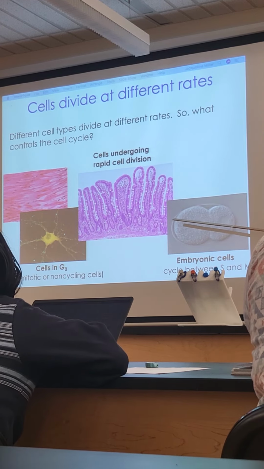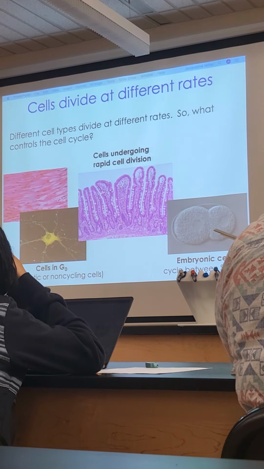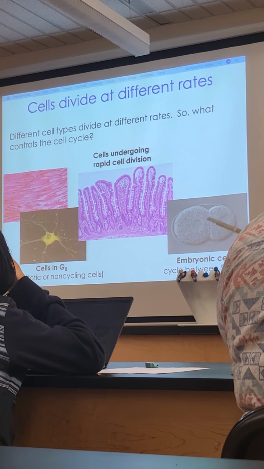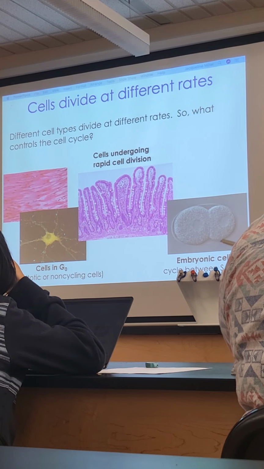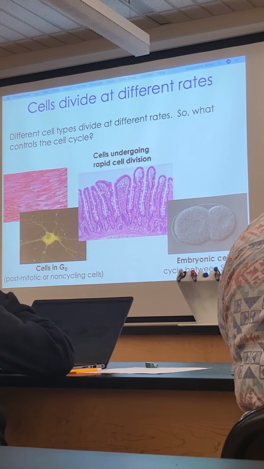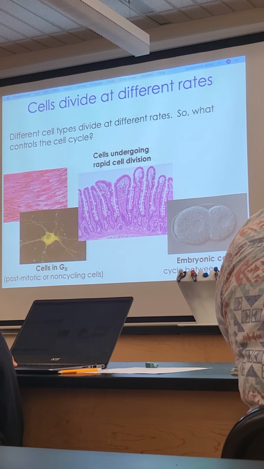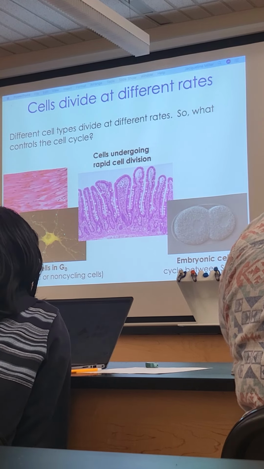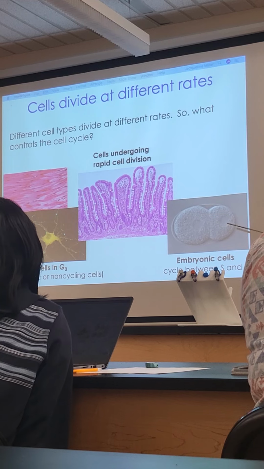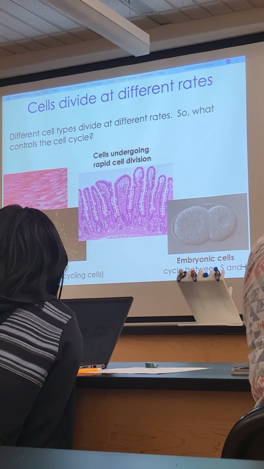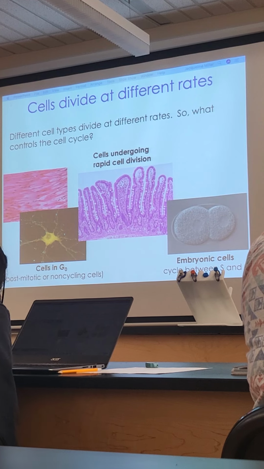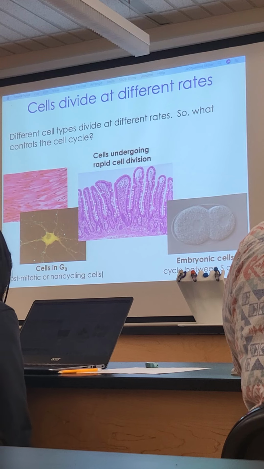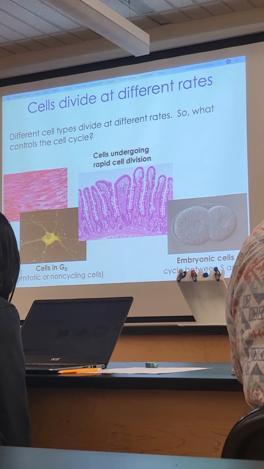So those cells are undergoing rapid cell division, and one type of cell that divides even faster is embryonic cells. So this is the C. elegans embryo. They cycle so fast that they don't even go through the gap phases. They just go S phase, duplicate, M phase, divide. It happens so rapidly because they are creating millions or trillions of cells. So how do those three different cell types know when they're supposed to divide, whether they should divide, when to enter the cell cycle, etc.?